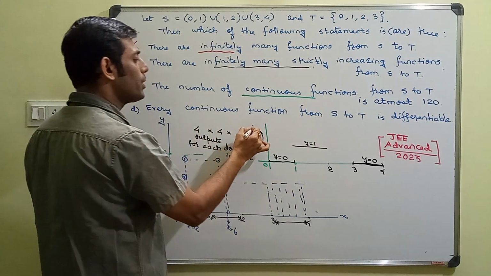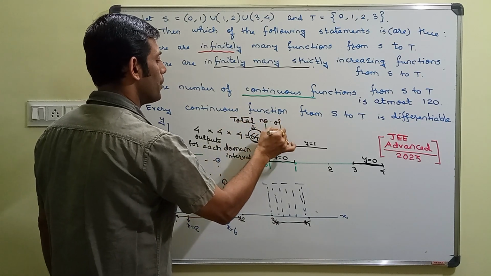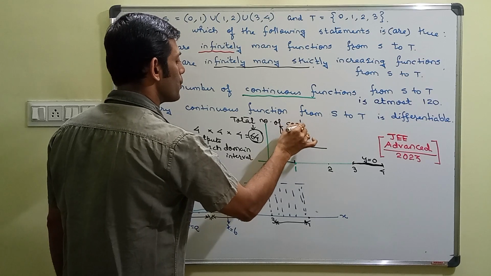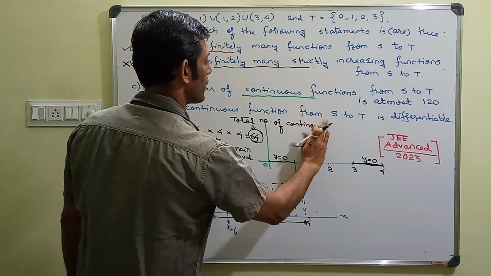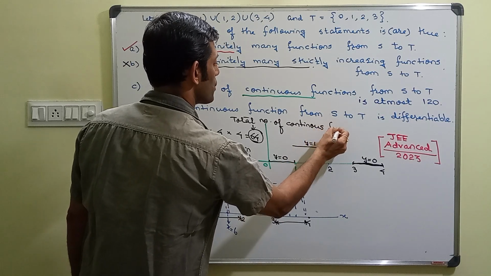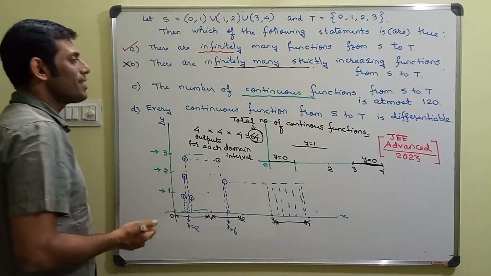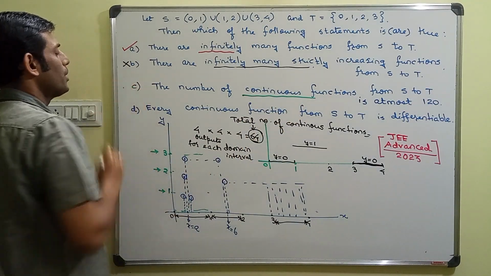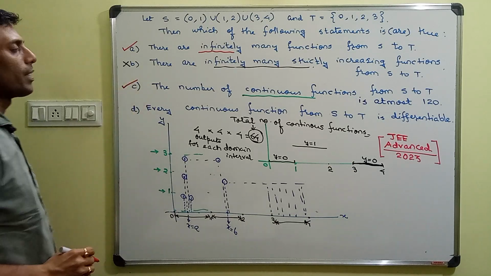This is the total number of continuous functions that are possible. And hence it is less than 120. This option is fairly acceptable. This option C is fairly acceptable.